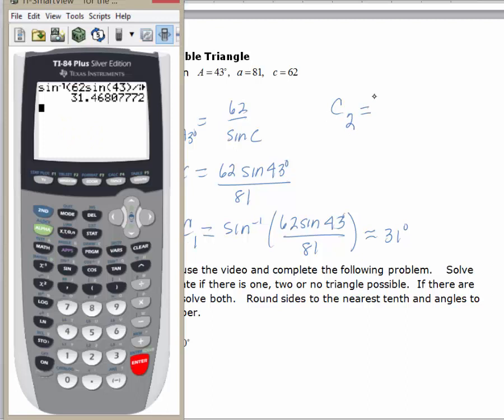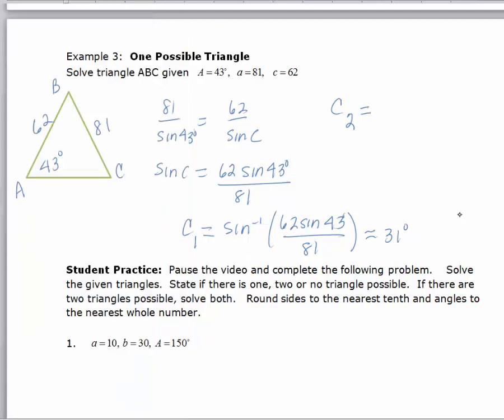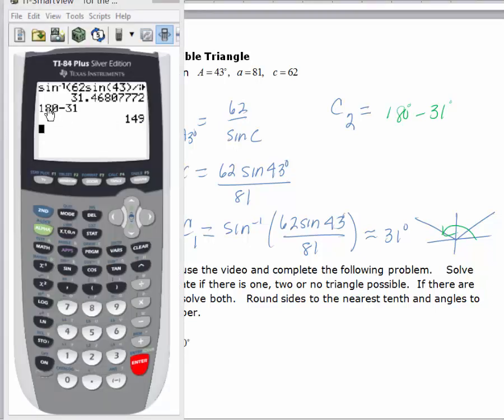Let's find C2 and then we'll figure out if we can use it or not. What we just found here was the acute angle, which is the first quadrant angle. We need to find the second quadrant angle, which we said would be 180 minus the 31 degrees. So the 180 minus the 31 degrees gives us 149 degrees.